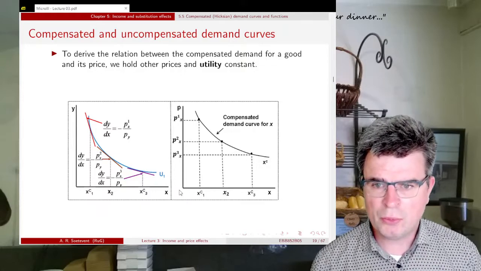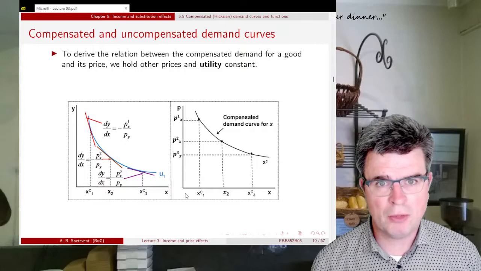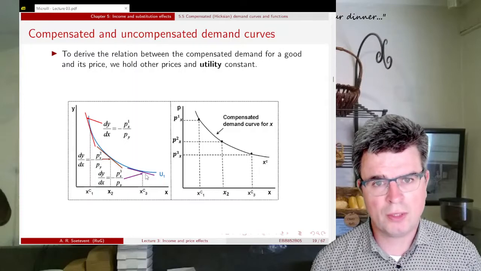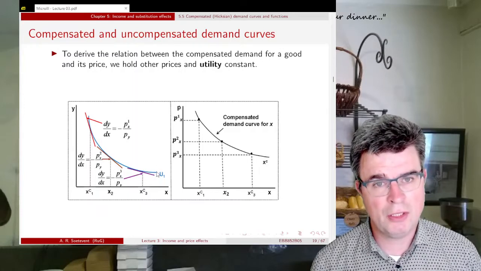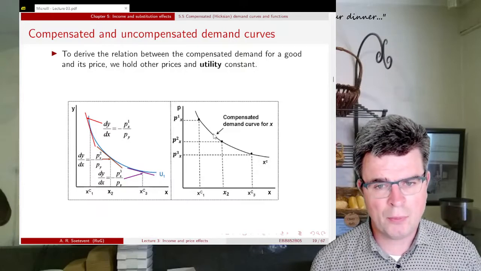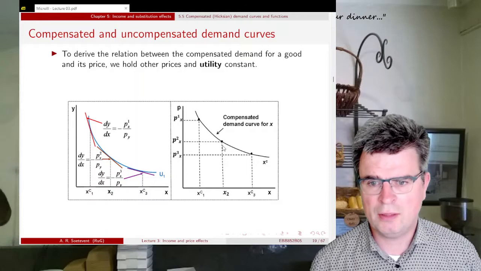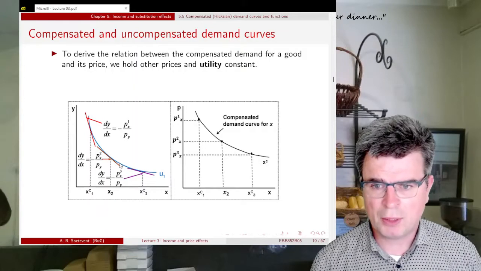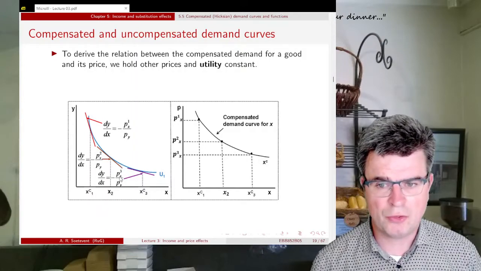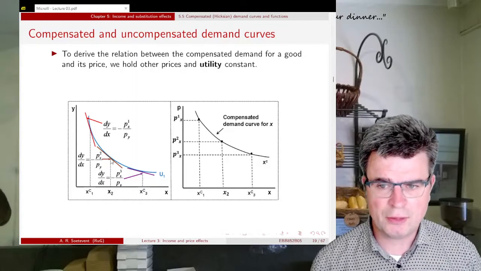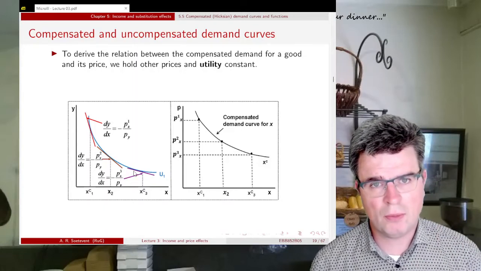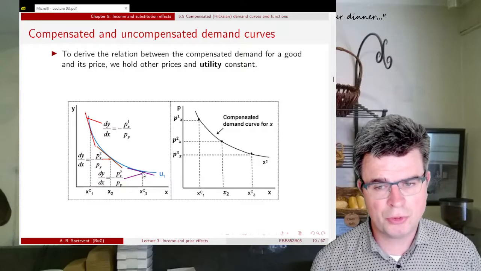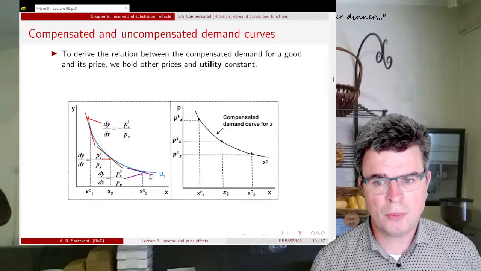So now we are going to derive the compensated demand curve, and we're going to sketch the relation between how we move along the indifference curve, staying on the same initial indifference curve U1, and how that will lead to changes in the compensated demand. So suppose that compared to the original price px2, the price decreases to px3, then the substitution effect is that we want to remain on the initial indifference curve, but we adjust our consumption such that the marginal rate of substitution is equal to the new price ratio of the two goods.